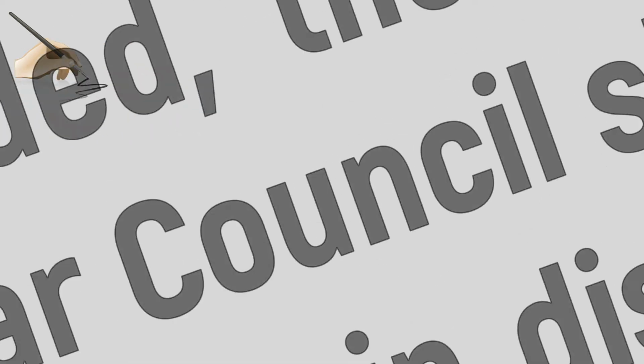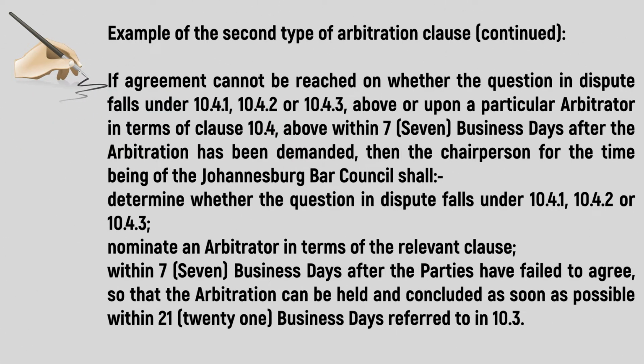If agreement cannot be reached on whether the question in dispute falls under 10.4.1, 10.4.2, or 10.4.3 above, or upon a particular arbitrator in terms of clause 10.4 above, within 7 business days after the arbitration has been demanded, then the chairperson for the time being of the Johannesburg Bar Council shall determine whether the question in dispute falls under 10.4.1, 10.4.2, or 10.4.3, and nominate an arbitrator in terms of the relevant clause, within 7 business days after the parties have failed to agree, so that the arbitration can be held and concluded as soon as possible, within the 21 business days referred to in 10.3.